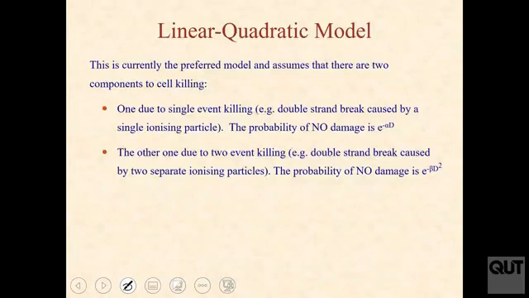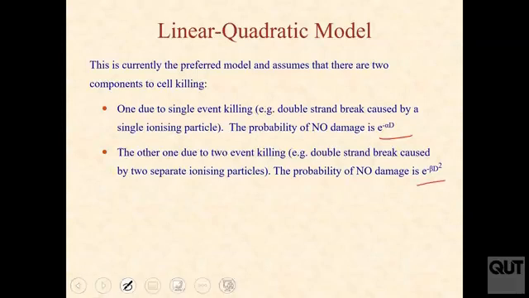The linear quadratic model is a current model that is being used, and this is the preferred model. There are two components to the cell killing. One is due to single event killing, so a double strand break caused by a single ionizing particle. The probability of no damage is e to the minus alpha D. Then there's another component which has two event killing, so a double strand break caused by two separate ionizing particles, and the probability of no damage is e to the minus beta D squared.